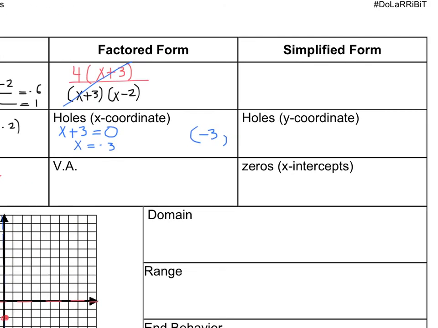Let's see what's left. So what's the simplified form? I will have 4 over x minus 2. In this case, I have to plug in the x I just found over here, the x coordinate. I have to plug it in the simplified form. So I will get 4 over -3 minus 2, which is 4 over -6. If you simplify that by 2, it's going to be 2 over -3. So -2/3, that's going to be the y coordinate.